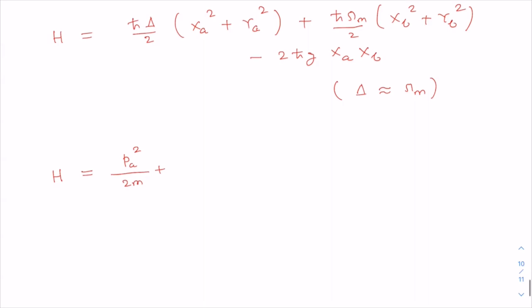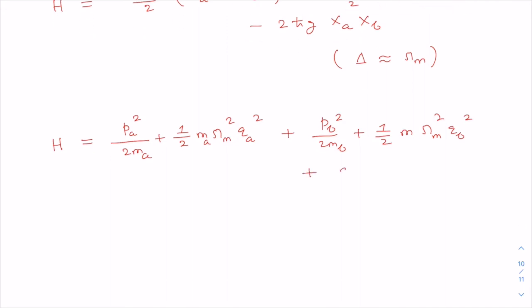Suppose we have two oscillators A and B, then the Hamiltonian for the first oscillator has this kind of a part. This is for the oscillator A. And for the oscillator B, this is the kinetic energy, and this is the potential energy, omega m square q b square. And if you remember, then the coupling between them was considered as z into q a q b. This particular issue I want to point out, that here the coupling is of the position-position type.